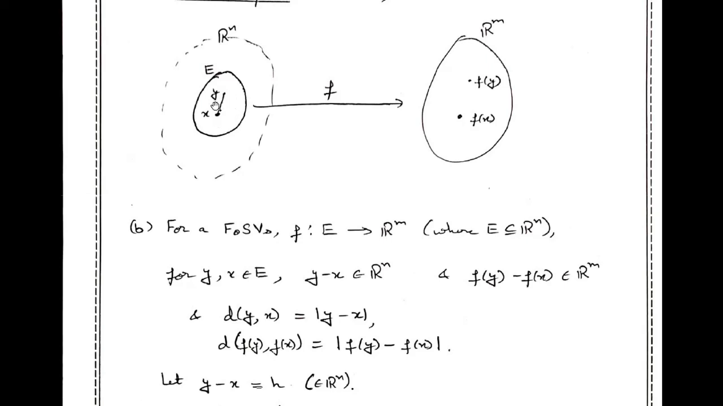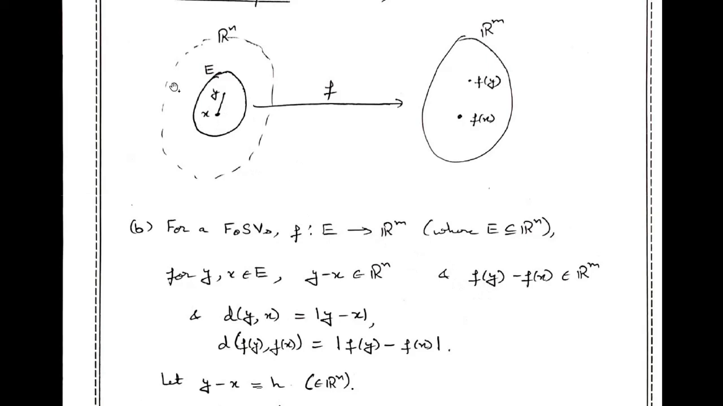We are simply assuming that x and y are points in E, but whatever they be, their difference, y minus x, will be a vector in Rn. So that is how we can write it, and thus we can take the norm of that also. It is defined in that sense.